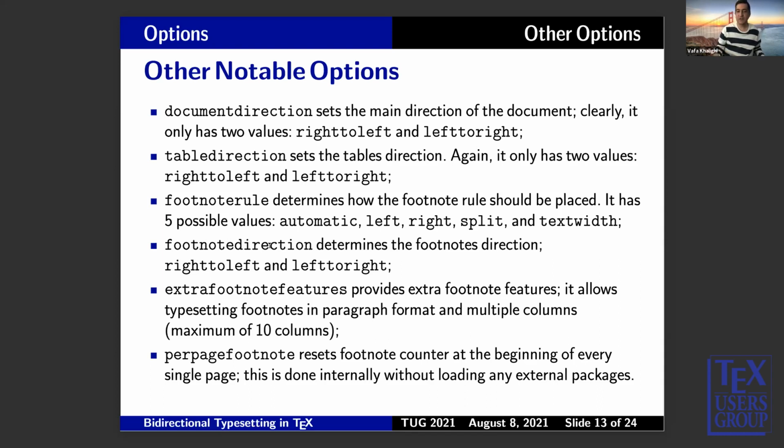There's also the footnote direction option. This also has 2 values, right to left and left to right. You obviously want to typeset your footnotes either in right to left mode or left to right mode. There's also an option called extra footnote features, which allows you to typeset footnotes with extra features. Mainly, these are not all the features, but mainly it allows you to typeset footnotes in paragraph format and in multiple columns. So you can have a maximum of 10 columns of footnotes on a particular page.